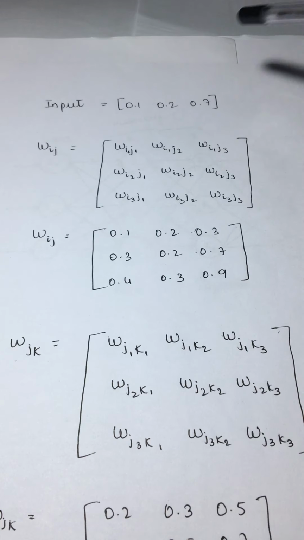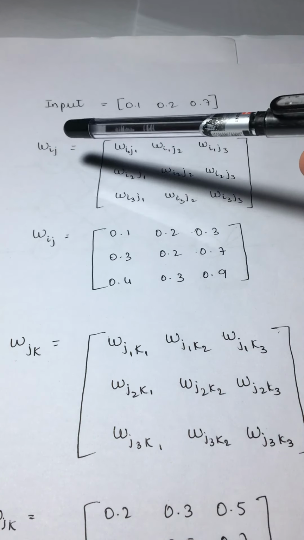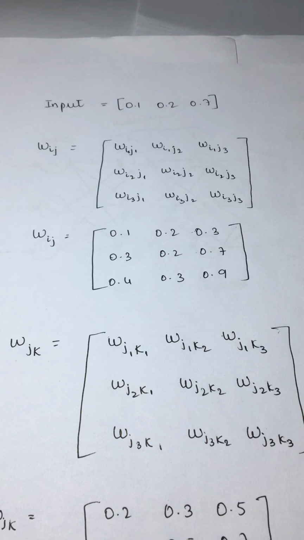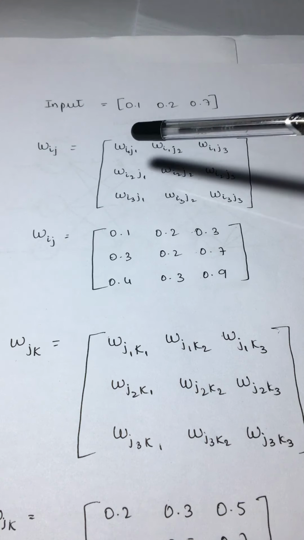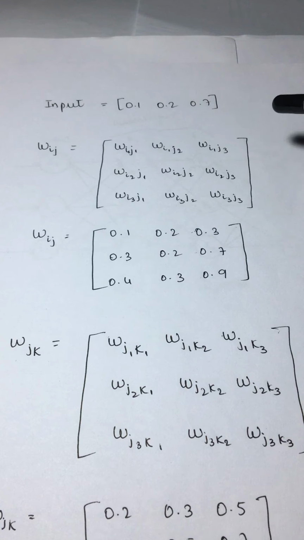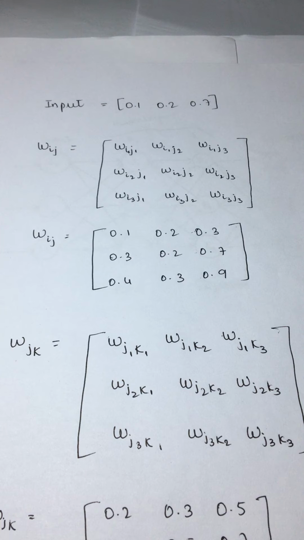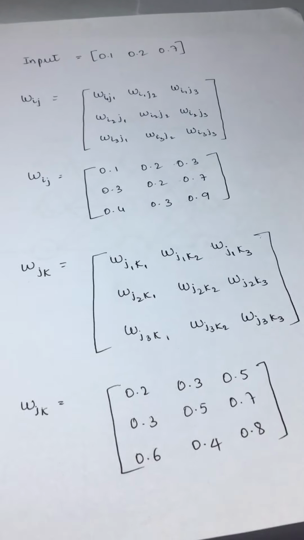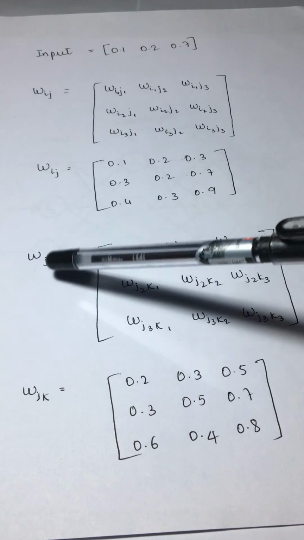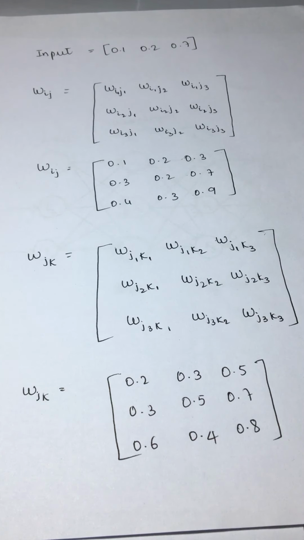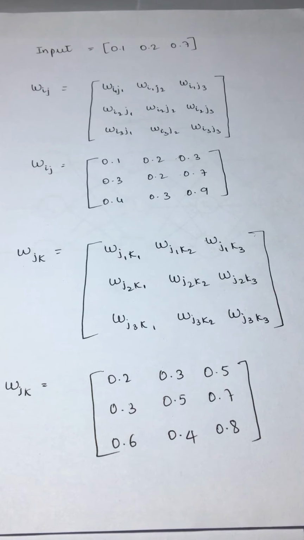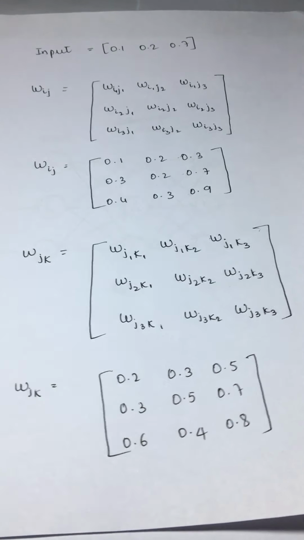Your input is 0.1, 0.1, 0.7, and this is your node I to J weight matrix. So you have I1 J1, I1 J2, I1 J3, and so on. All of these values are randomly assigned. Then this is your node J to K weight matrix. These values as well are randomly assigned.